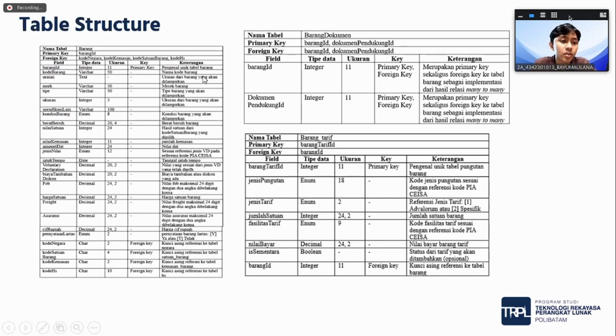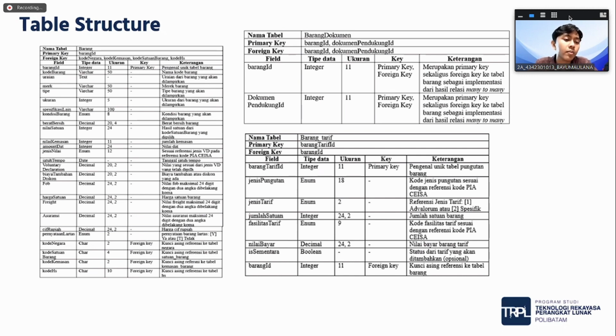Next is our table structure. We explain the table structure of barang entity, barang tarif entity, and barang dokumen entity. The barang entity has some attributes with their data type, length, and description. Field name is the name of the attribute, for example barang ID, barang uraian, merek, tipe.